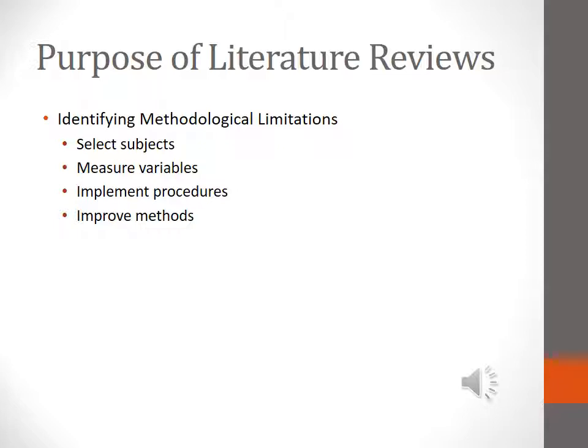Literature reviews also enable us to identify methodological limitations. For example, one of the limitations may be the subjects. For example, individuals may select either college students or other subjects based on the population, the location, or specific characteristics. And sometimes those characteristics may not apply to future studies, or it could be different with a different population. The variables, looking at what is the best way to measure them, depending on your research question, whether it's qualitative or quantitative or mixed methods.